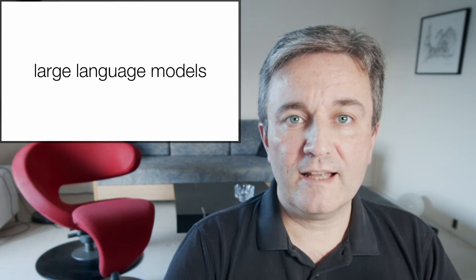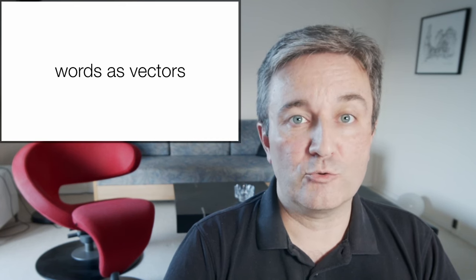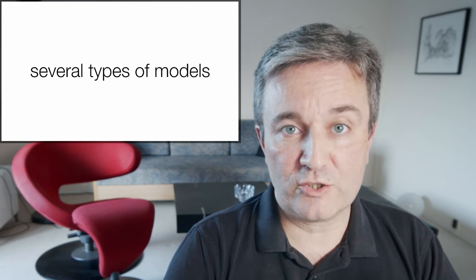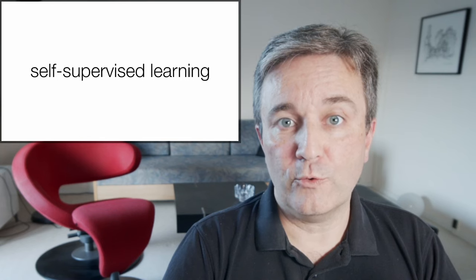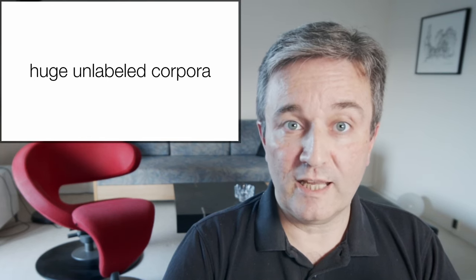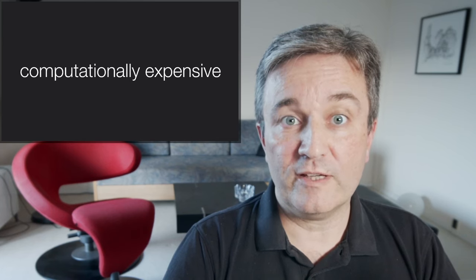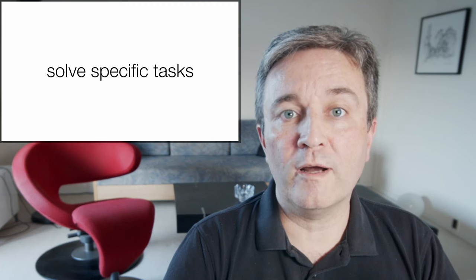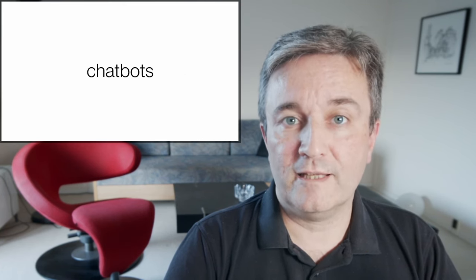So to summarize, the large language models we have today are almost all based on the transformer architecture that treats words as vectors and use a so-called attention mechanism to deal with context. There are several types of models. The base models are trained using so-called self-supervised learning on huge unlabeled corpora, which can be computationally very expensive. However, they serve as the basis for making, for example, fine-tuned models on smaller labeled corpora to solve specific tasks, or for making instruction-tuned models that can power the chatbots that many of us are using.